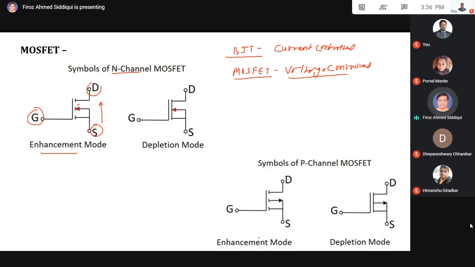So these are the symbols of P channel MOSFET. What is the difference between P channel and N channel? In N channel the arrow is inwards, you have to remember this, and in P channel the arrow is outwards. So this is the enhancement P channel or this is the depletion P channel. In both the symbols the arrow is towards the outside.